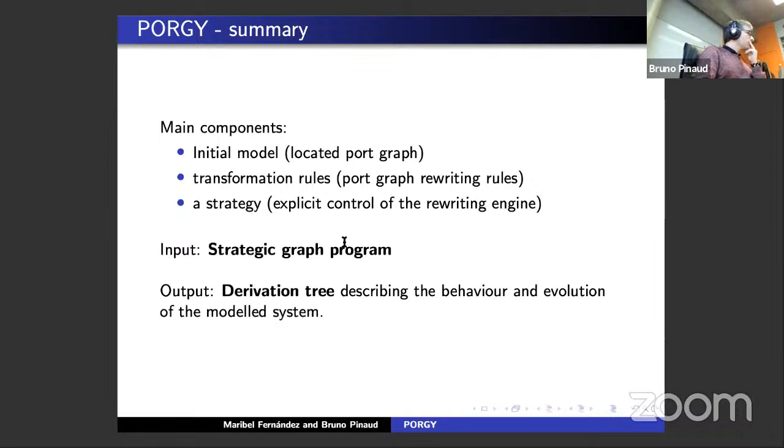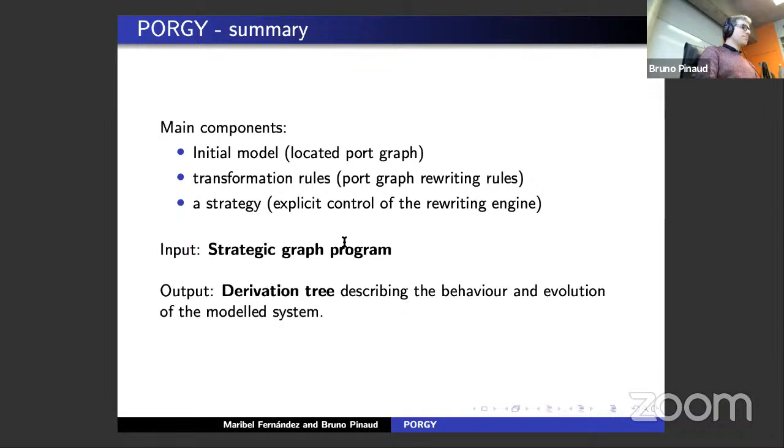So we define the location where we are going to do the rewriting, and we also can specify areas of the graph that we do not want to touch, we don't want to rewrite. So we start with an allocated port graph. We apply transformation rules, which are port graph rewriting rules, like Bruno showed. But the rules are not applied in a random way. I mean, if we want, we can specify to apply them in a random way, but normally we can control them. So in PORGY, there is a window that Bruno showed you where we can write the strategy we want to use to control the rewriting.